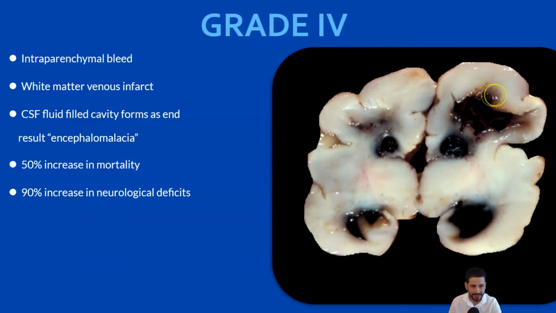And then grade 4 is intraparenchymal. So a grade 4 can happen just in the parenchyma or involve the ventricles and the parenchyma. So intraparenchymal bleed, white matter venous infarct is what they believe is what causes it. Eventually, once that blood resolves, a fluid-filled cavity will be left in its place. That's a process called encephalomalacia, and the cavity that's left is usually called a porencephalic cyst. Grade 4 bleeds have a 50% chance of mortality and 90% increase in neurological deficits. So it is the most severe of all the bleeds and carries a lot of morbidity and mortality.